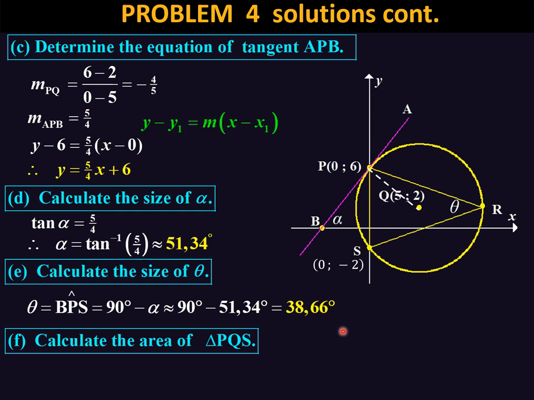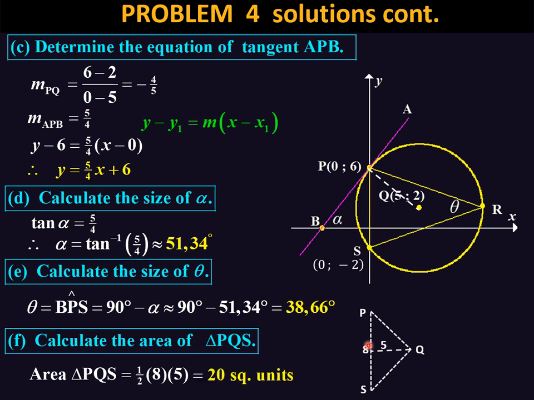Now F, we want the area of PQS. Let's see where's PQS. P, Q, and S. Let's just have that diagram there, PQS. So PQ's length from the origin is 6, and from the origin to S is 2. 6 plus 2, so PS is 8. So the height is this distance across there, and that distance there is 5. So I just substitute half base times height, which is half of 8 times 5, which is equal to 20 square units.